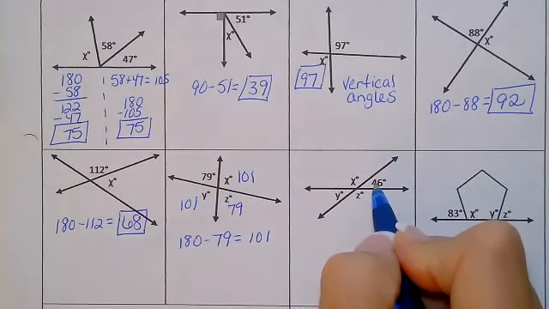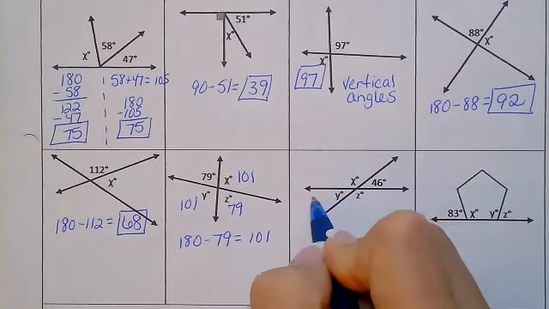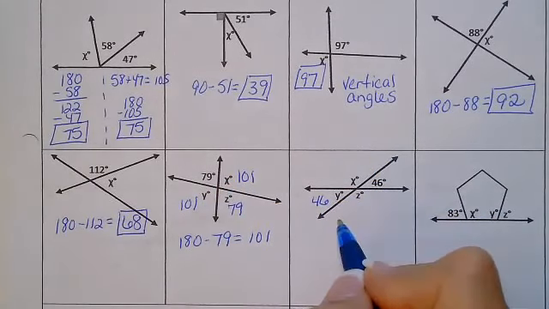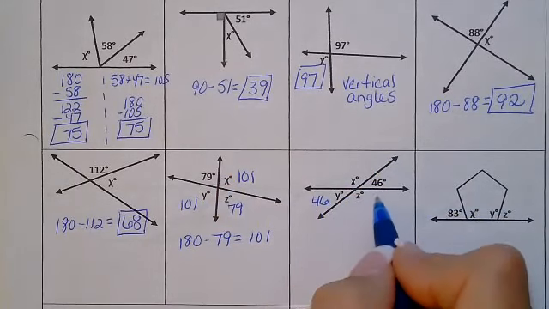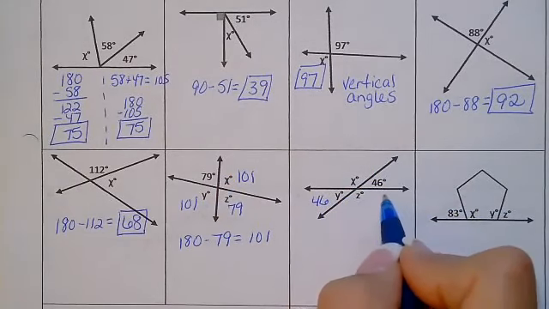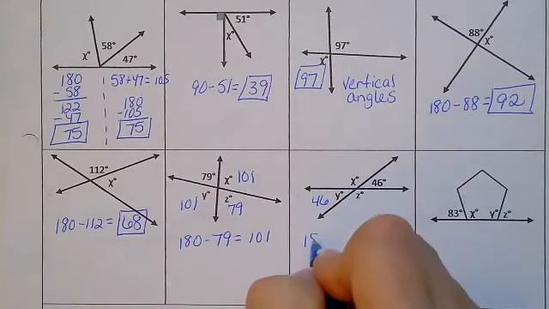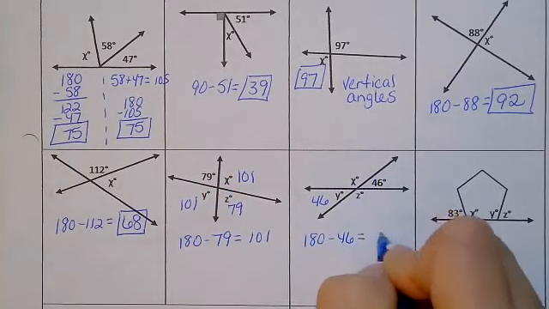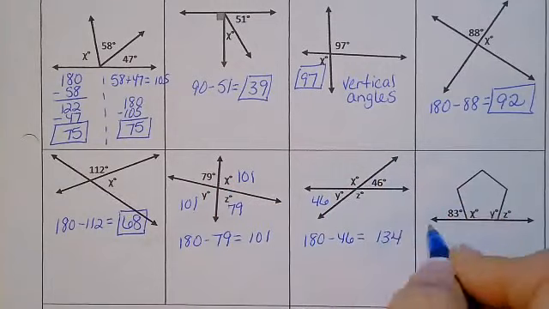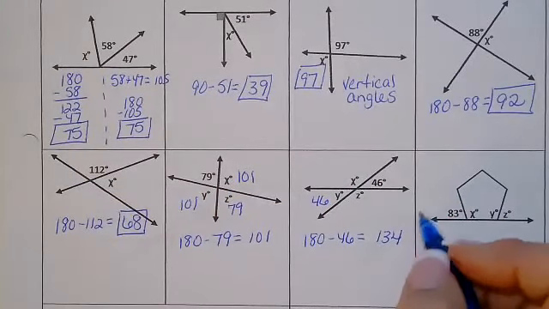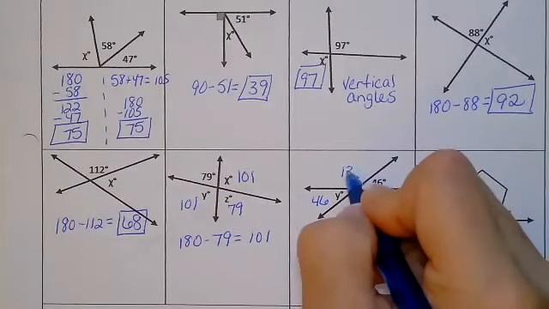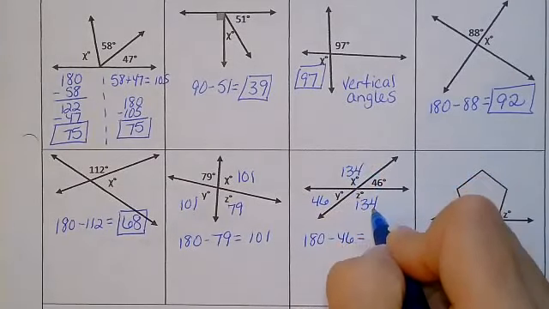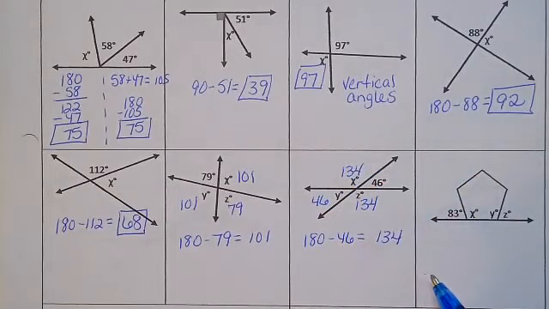Okay, this is 46. So that means that y is also 46, vertical angles. So I want to find out what my obtuse angles are. So I'm going to subtract 46 from 180. And I get 134. So that is the measure of all of my obtuse angles.